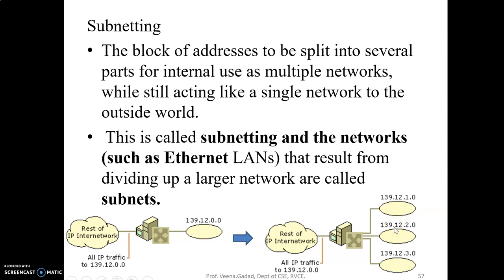For example, our college has some 14 departments and I want each department to be considered as one subnet. So how do I do that? This is called subnetting, and the networks that result from dividing a larger network into smaller networks are called subnets.